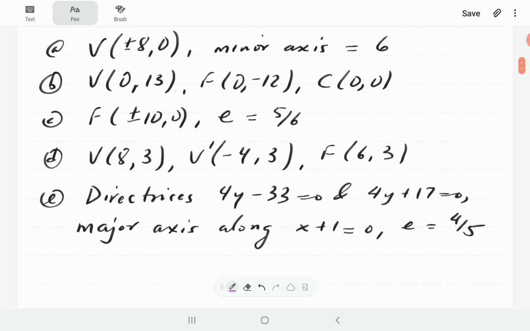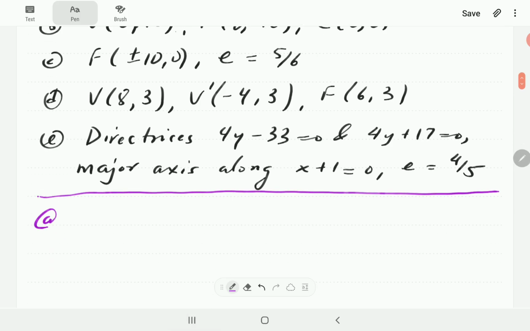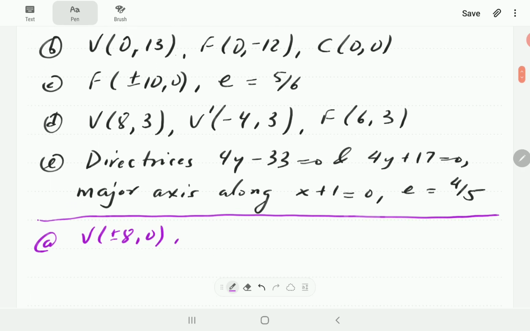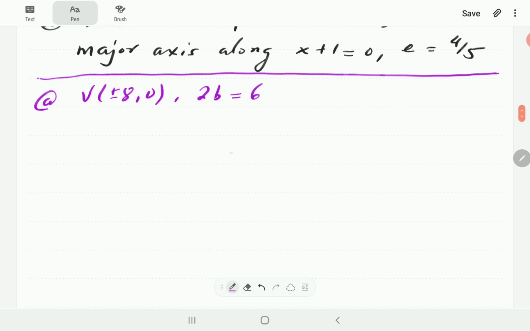So in the first example, we've got an ellipse with vertices at plus or minus 8, 0, and the minor axis was given to be 6. So let's just make a sketch of that. Vertices plus or minus 8, 0. Minor axis is equal to 2b, so 2b is equal to 6.